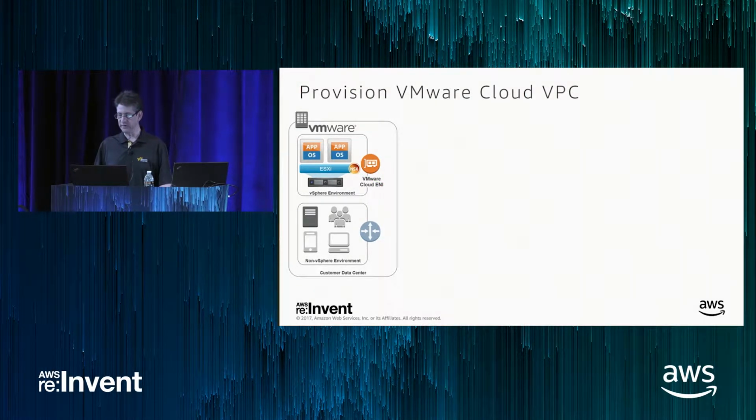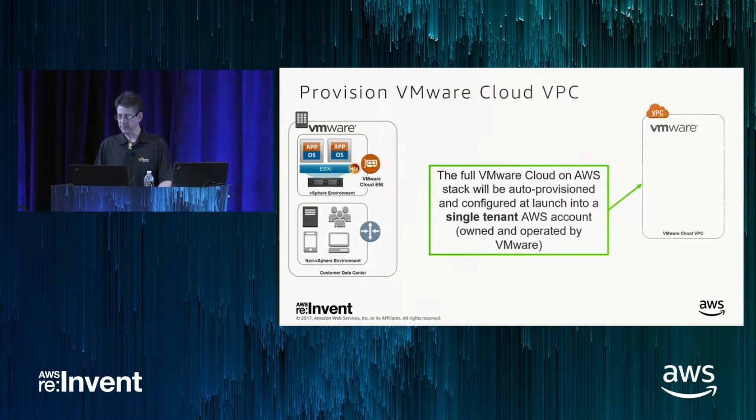Okay, and the next thing is, if we want to connect to VMware Cloud on AWS, we're going to connect to a VMware Cloud VPC. What I'm showing you here is essentially the whole cloud auto-provisioned for you and configured for you at launch as a single tenant. We provide a minimum of 4 hosts. Those hosts can run a large number of virtual machines, but those 4 hosts or greater are provided to you as single tenant hosts.